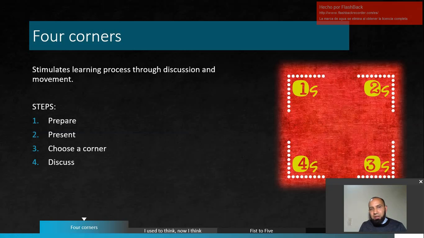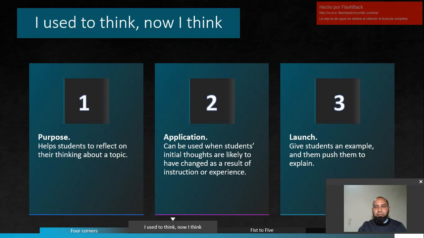So we create a discussion and a movement, and we're going to make, as I tell you, the thinking process visible. Okay. Next, the other strategy that we have here is "I used to think, now I think." First, the purpose of this strategy is to help the students reflect on their thinking about a topic.